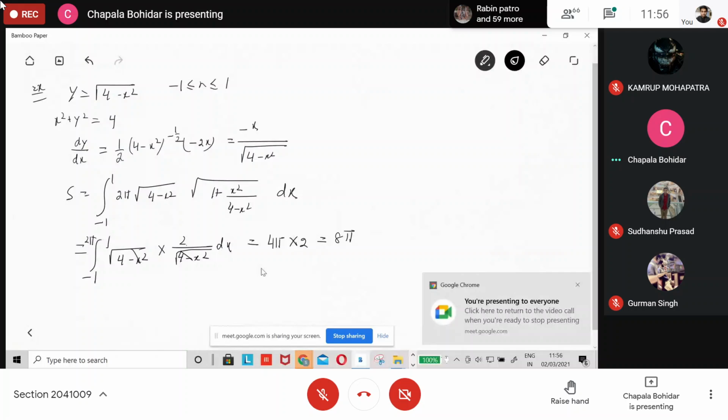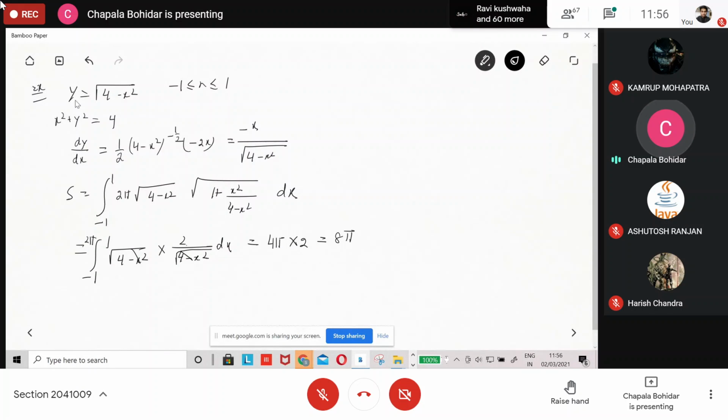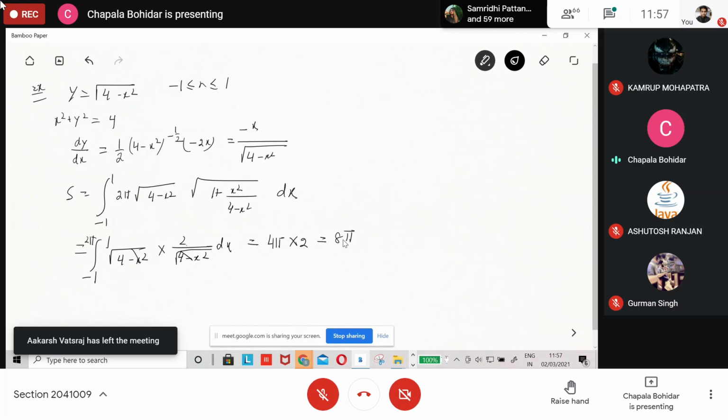Yes, ma'am. So the question, it is an example: y is equal to this, over this interval, an arc of the circle given as x square plus y square is equal to 4. So y is equal to root over of 4 minus x square. Then I got dy by dx, this value. Then S is equal to, rotating about the x-axis, 2 pi y root over of 1 plus dy by dx square. So I got this value here. Simplify, I got the value 8 pi. It is an example from your book. I am solving, but I don't know, you have no net.